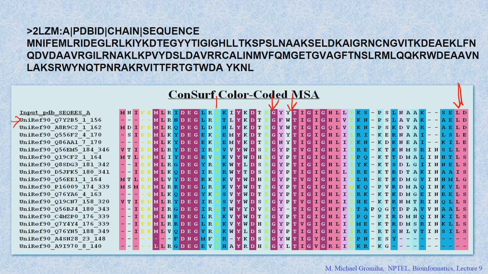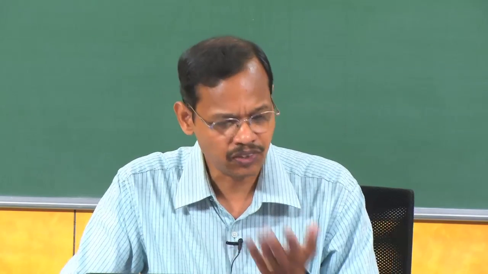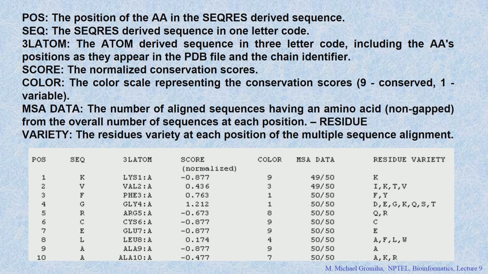For example, if you see this one is occupied with leucine, glutamic acid, threonine, aspartic acid and valine, right. There are various residues occupying this particular position. So, this will clearly tell you which residues are conserved and which residues are variable. Then we give the text file, this will give complete details.